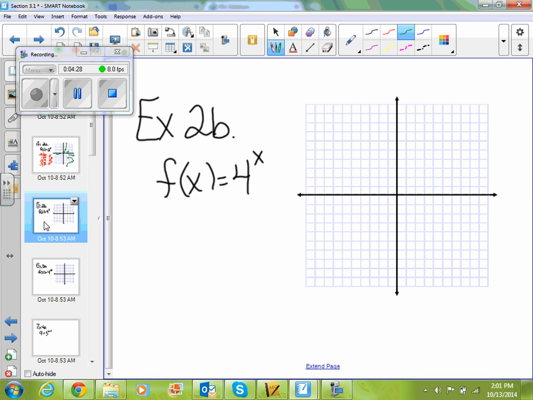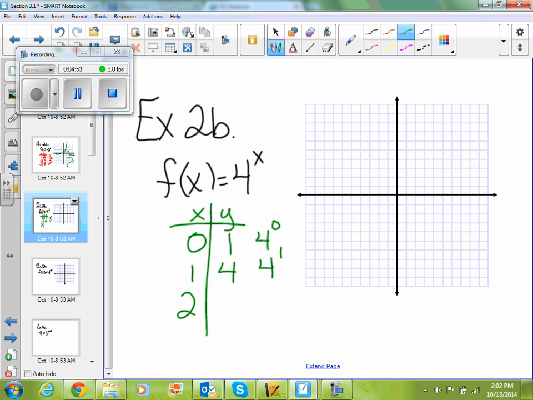So let's do another one. Let's do f of x equals 4 to the x power. And we're just picking x values. I'm going to pick different ones. I'm going to do 0, 1, and 2, just to mix it up. Okay, so 4 to the 0 power. Anything to the 0 power is equal to 1. Okay. 4 to the first power is equal to 4. And 4 squared is equal to 16. So I know that I'm going to have 0, 1, 1, 4. And 2, 16 is going to be somewhere way up there, and then it's going to curve.